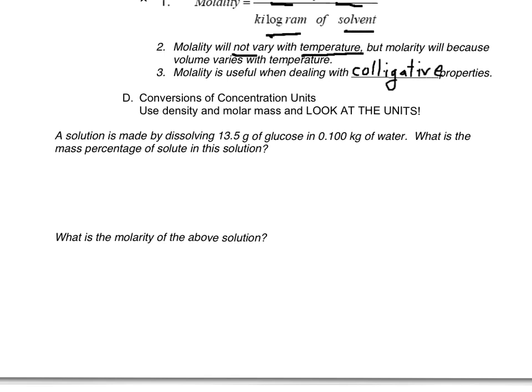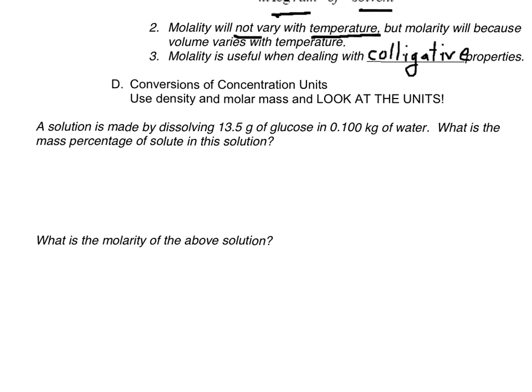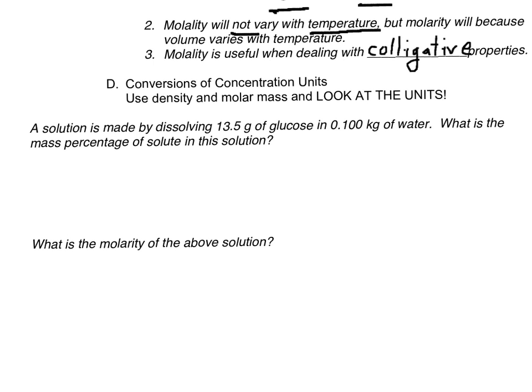The first example says a solution is made by dissolving 13.5 grams of glucose into 0.1 kilograms of water. What's the mass percentage of solute in the solution? Alright, so we're trying to find mass percentage of the solute. The solute is the one we're dissolving. The one we're dissolving is glucose.